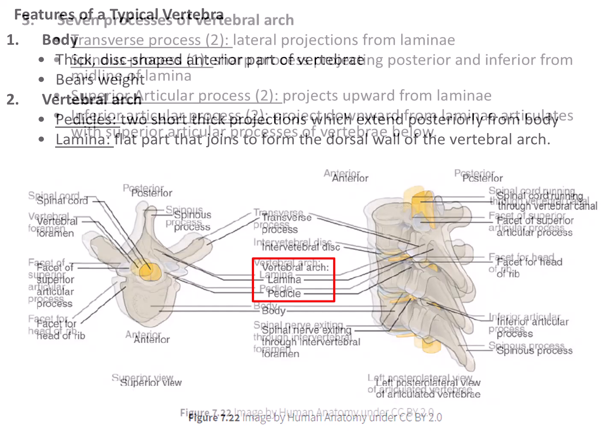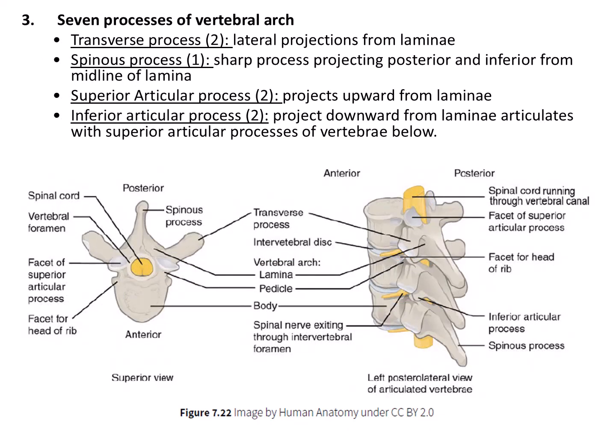There are 7 processes of the vertebral arch. The first is the transverse process. These are the processes that point laterally or off to the side. The spinous process is a pointed process on the posterior side. The superior articular process is on the superior surface, and the inferior articular process is on the inferior surface. These processes articulate together to stack the vertebrae.